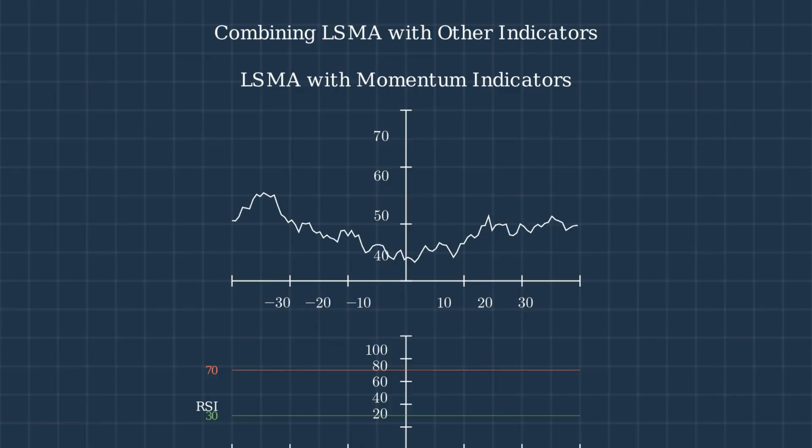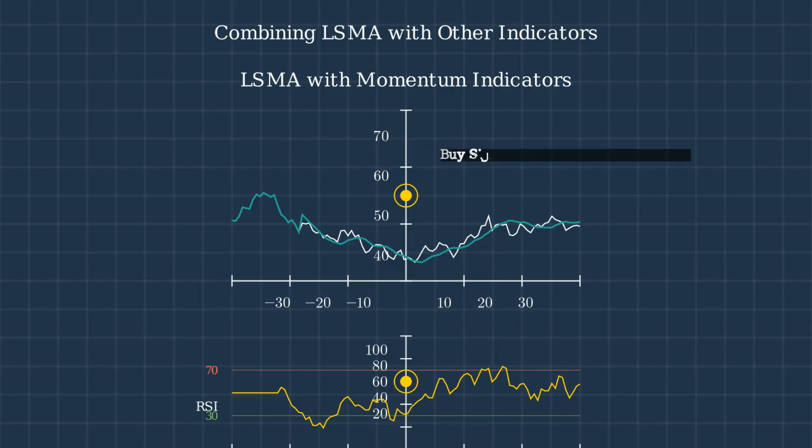When the LSMA shows an uptrend and RSI moves above 50, this provides a stronger confirmation of bullish momentum. This point shows a buy signal where LSMA turns upward and RSI confirms the momentum. Traders look for alignment between the trend shown by LSMA and the momentum confirmed by RSI.